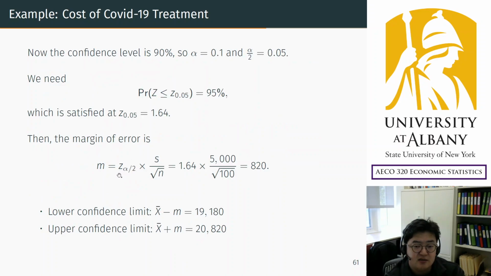And then it is easy. It is 1.64 times the standard deviation over the square root of the sample size. Calculate that. You get another margin of error. The new margin of error is now smaller, only $820. So, as before, you subtract and add that much around the sample average. The sample average is 20,000, and if you subtract the margin of error, you get this lower limit. If you add the margin of error, you get the upper limit. So these two numbers make an interval. That is the confidence interval for 90%.